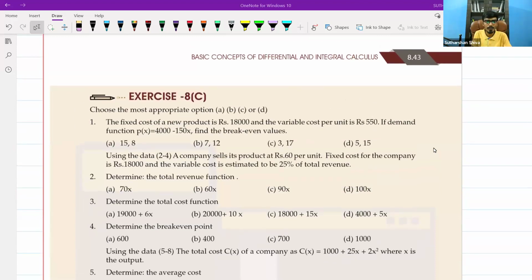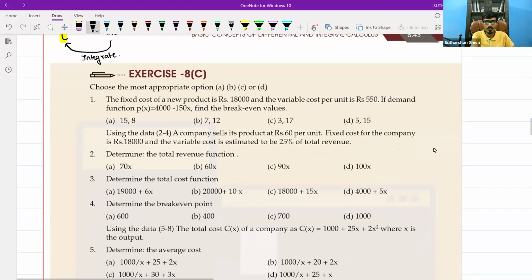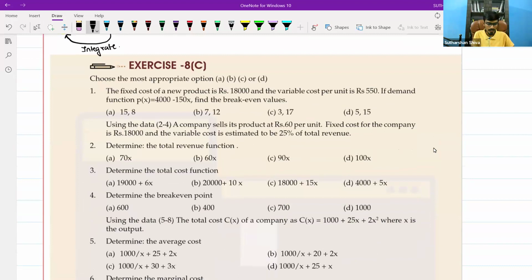One thing you need to remember: from cost, if I want to go to marginal cost, I will differentiate. From marginal cost, if I want to go to cost, I will integrate it. Okay, that's what we will do. So we will go with question number 1. Read question number 1.